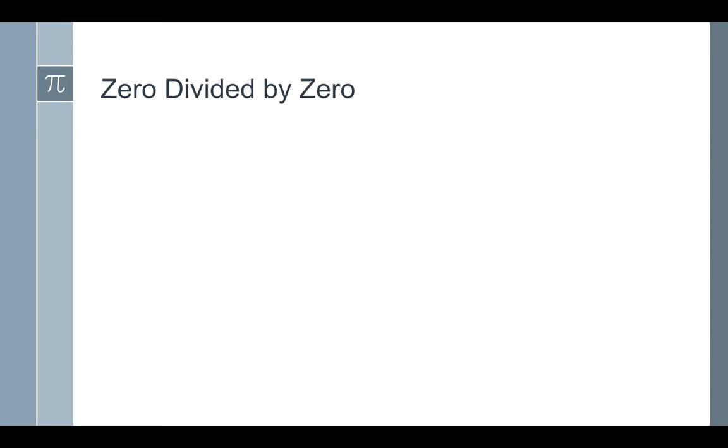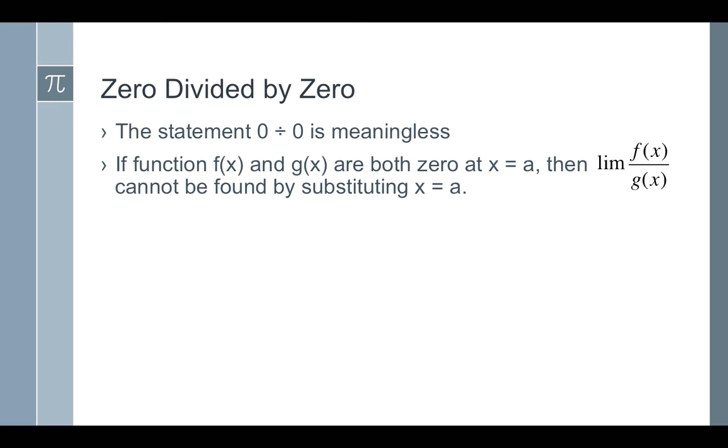The first and probably the most common, well, there are two most common ones. This is the first one we're going to look at. This is 0 divided by 0. In math, 0 divided by 0 is a meaningless statement. It has no value. It has nothing that we can do with it. But in limits, sometimes this happens when we do a substitution.